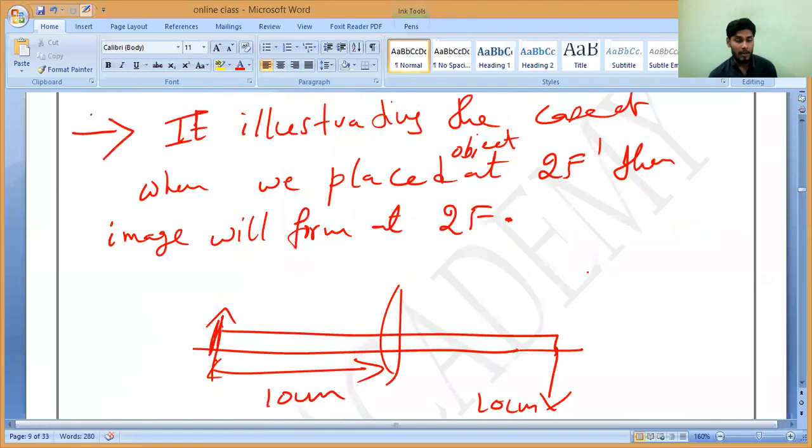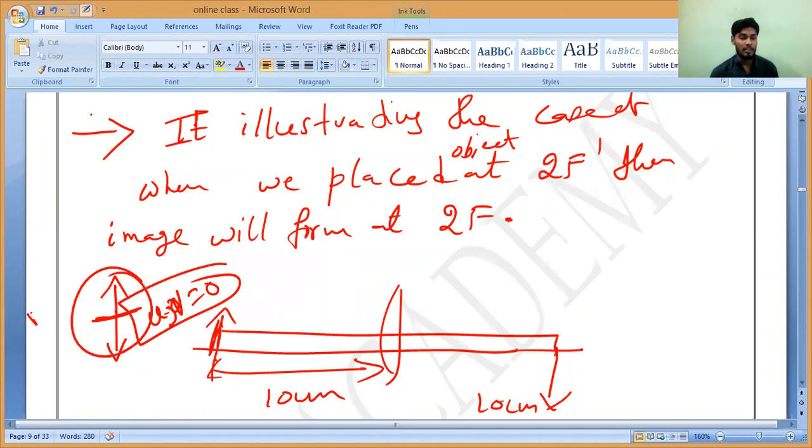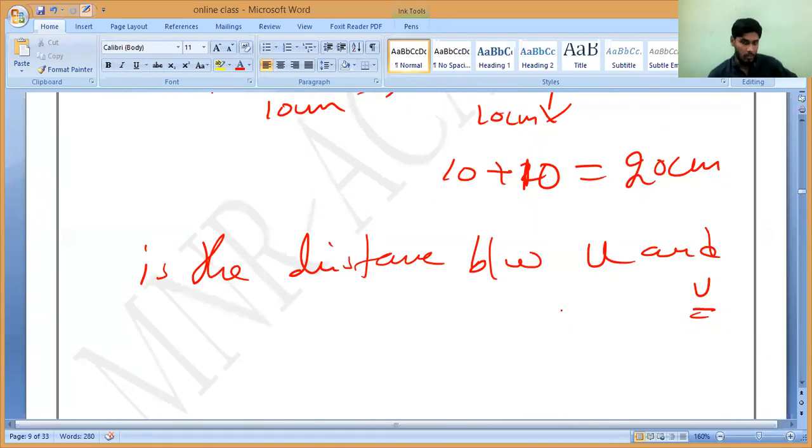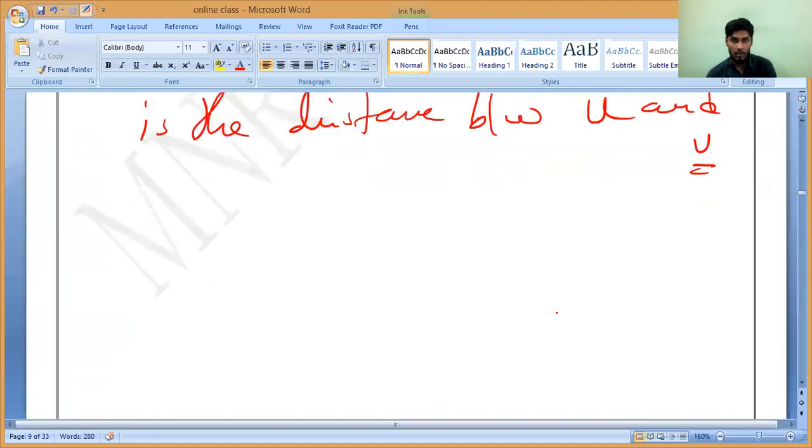In the case of a mirror, what will happen? Both will form at the same location, so the distance between them is zero. Object distance and image distance, the difference is 0. In the case of a lens, the image forms on the opposite side, so it is double the object distance. This is also one of the most important questions. Note it down, all of you.